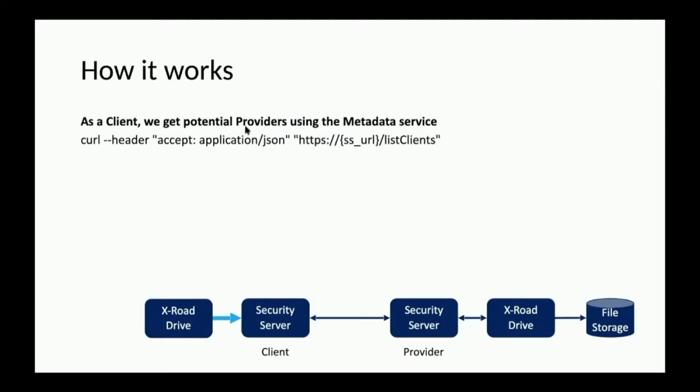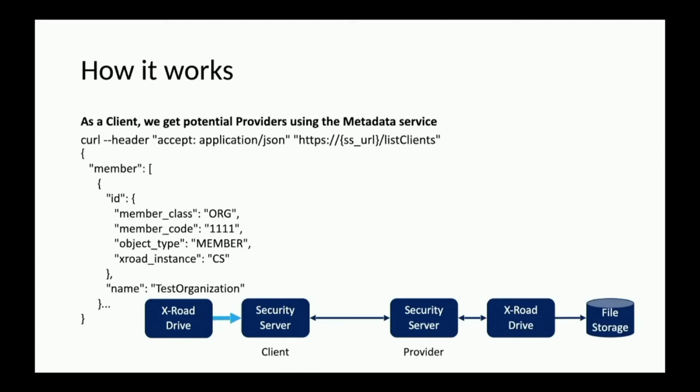As you notice, it's a little bit confusing because of the list client method name, but we're going to get all potential providers, so please be careful. When you run this curl command, there's a list of members' information, which are providers. We can use this information to consume their service.